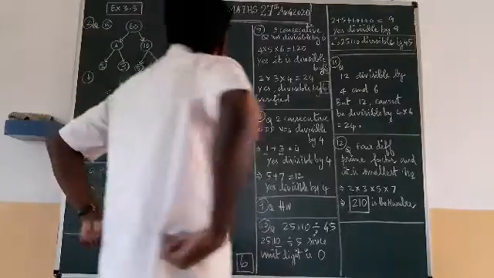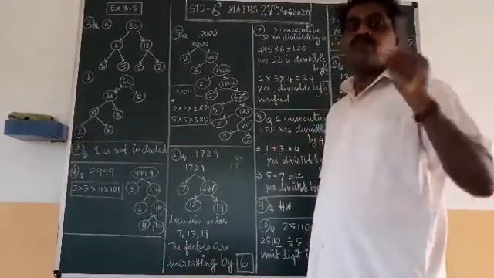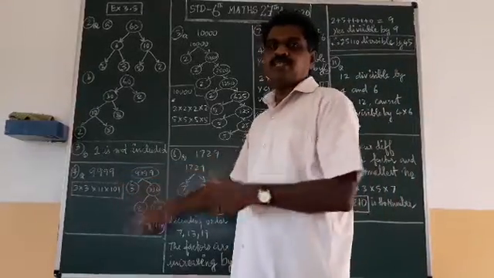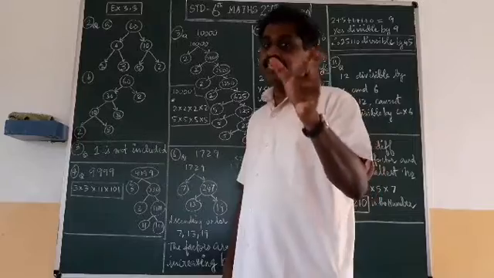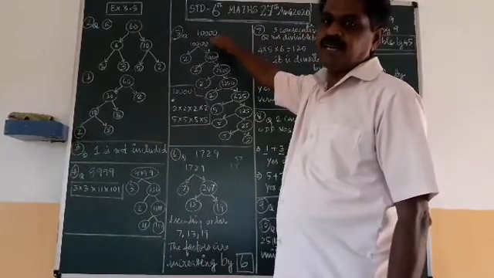Similarly, with the same method, the fifth question: write the smallest 5-digit number. After 9999, if you add 1, you will get 10,000. That is the starting number, so that is the smallest 5-digit number. So 10,000 is the smallest 5-digit number.